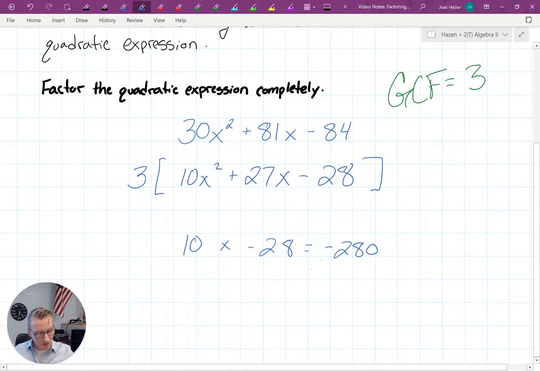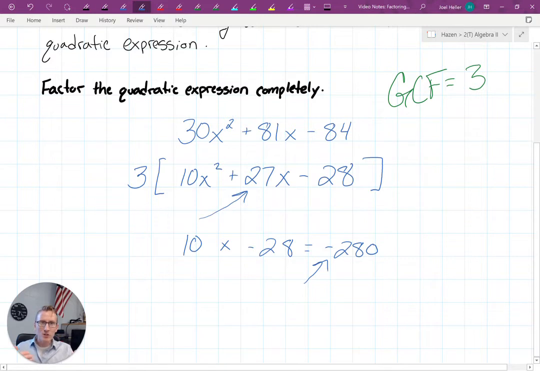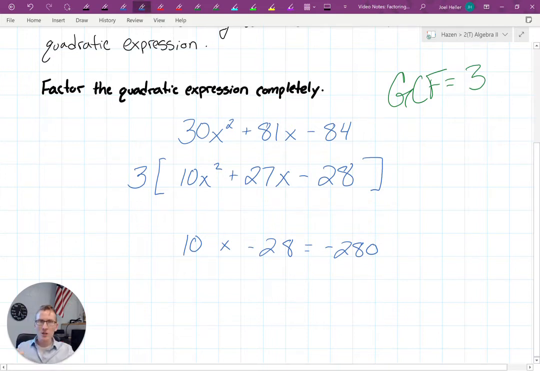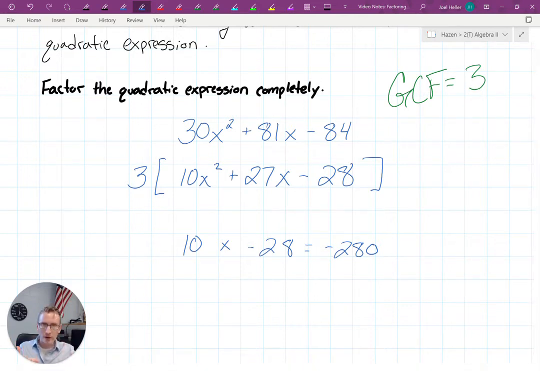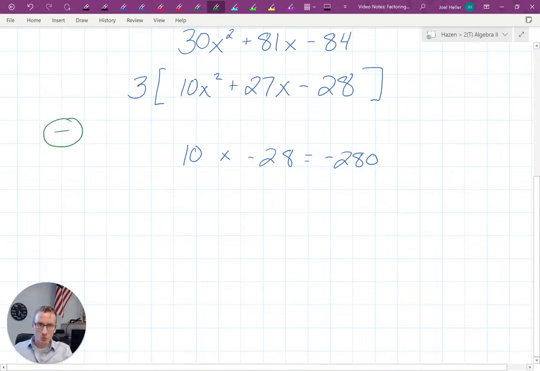Now, because this is a negative 280, I know that one of my factors has to be a positive value and one has to be a negative value. Because I've got a positive and a negative, when I look for the sum that adds up to give me this middle term of 27, I'm actually going to be looking for the difference between my two factors, because when you add that negative with the positive, you're looking for a difference. So just like we did with one of the previous factoring methods, we're going to list the factor pairs of negative 280. Keeping in mind that we're looking for a difference here, I've got 1 and 280.